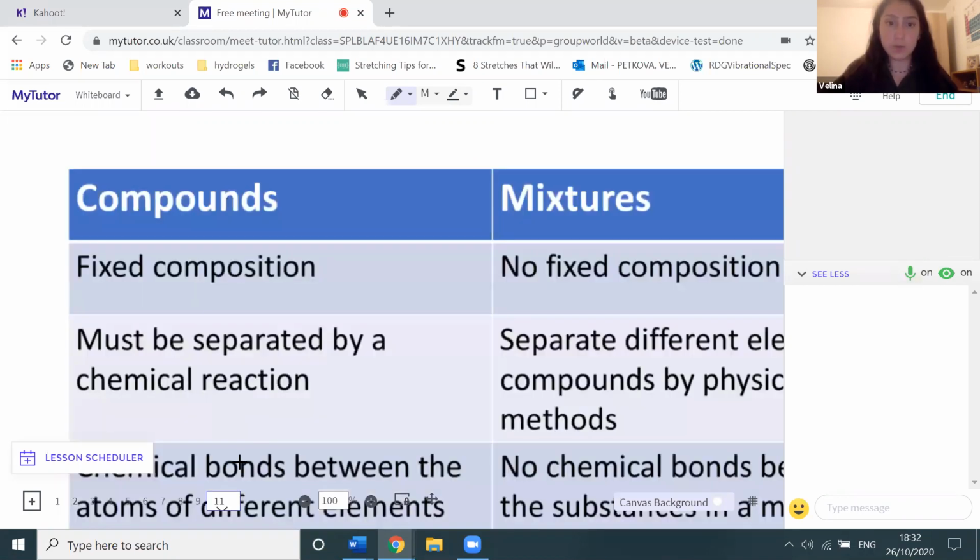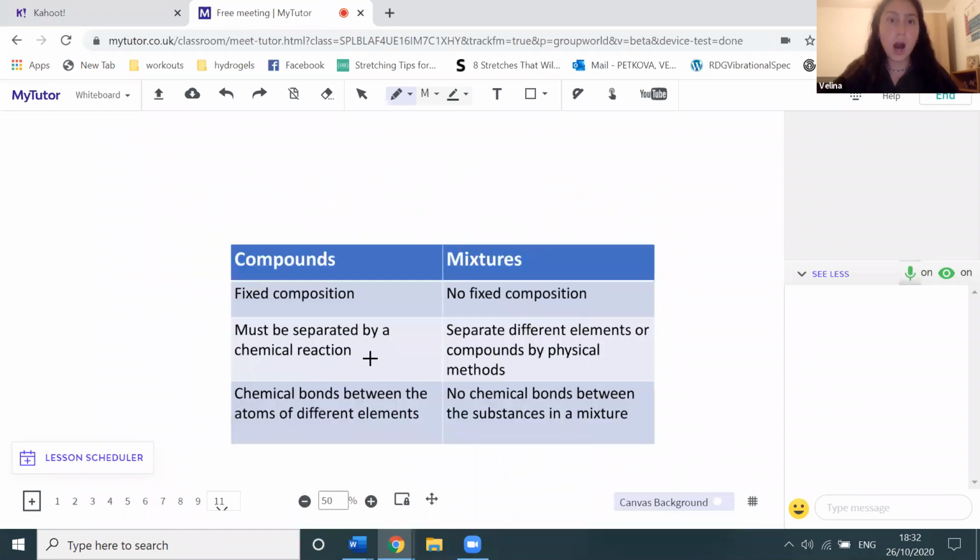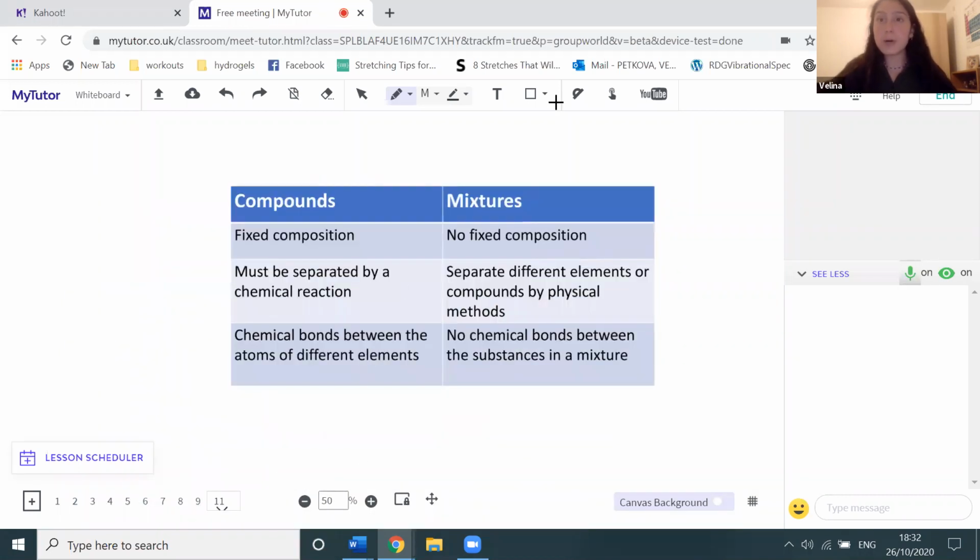Okay, so I think we should move on to the next topic of separation, but you'll have a chance to practice this in the Kahoot quiz.